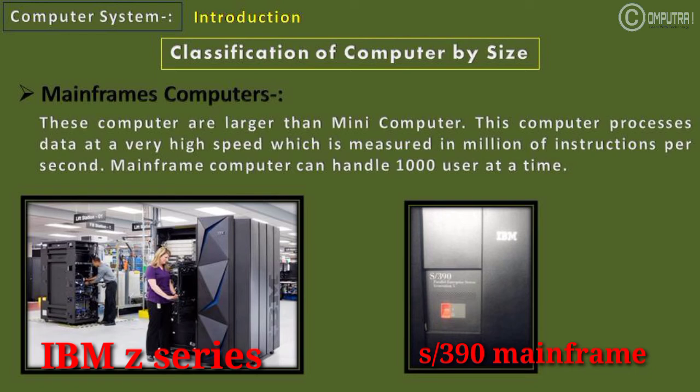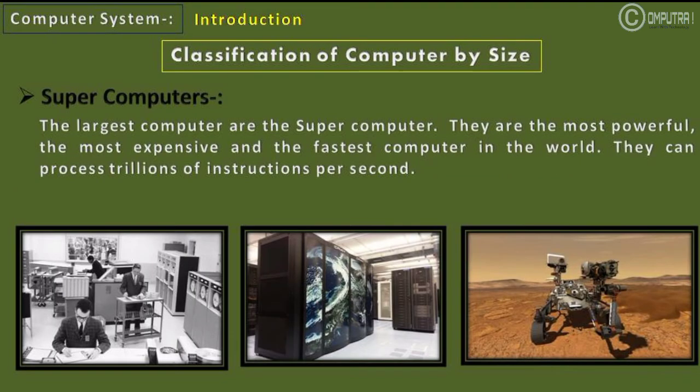Now we will talk about supercomputer. The largest computers are the supercomputers. That means supercomputers are larger in size. They are the most powerful, the most expensive and the fastest computers in the world. Means the processing speed of these computers is very high. These computers are very expensive. A normal person cannot buy it easily because these computers are used by the governmental agencies.